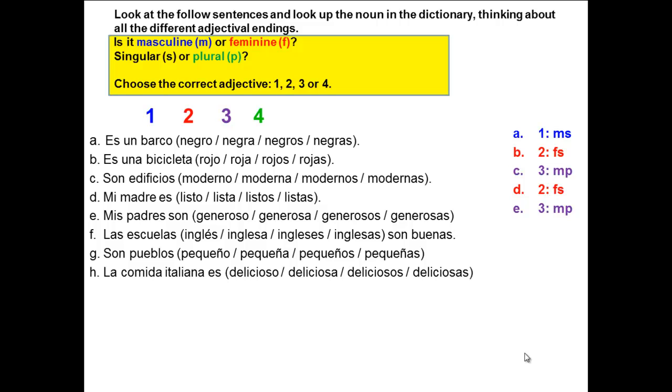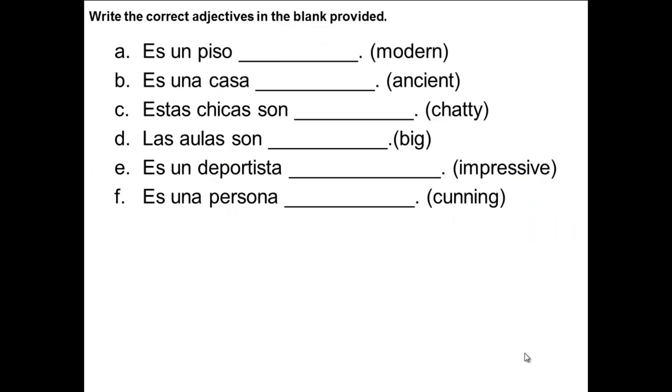Las escuelas inglesas son buenas. English schools are good. Son pueblos pequeños. They are small towns. La comida italiana es deliciosa. Notice how the word italiana also agrees with comida, which is feminine singular. Go back and correct your answer if you've made any mistakes so you can learn from them. Hopefully you won't make the same mistake next time.